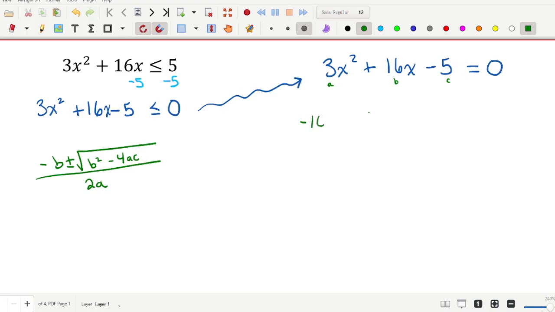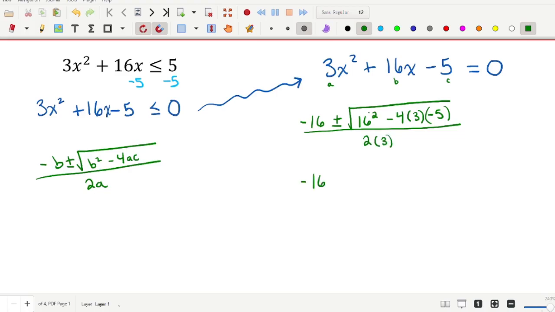We're going to pop this into the quadratic formula and see what happens. So, negative 16 plus or minus the square root of 16 squared minus 4 times 3 times negative 5, over 2a, which is just 6. Just going to save my breath. Or maybe I'll keep it as this. It's actually going to come in handy later. All right, 2a. Okay, so going to have to rewrite this again.